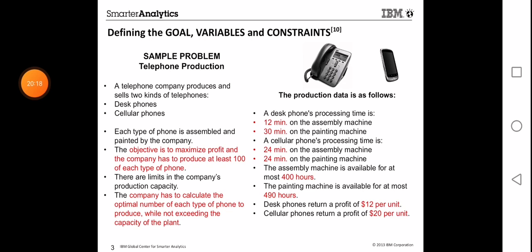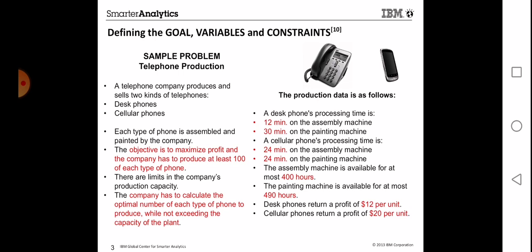Okay, so each type of phone is assembled and painted by the company. The objective is to maximize profit, and the company has to produce at least 100 of each type of phone, and there are limits in the company's production capacity. So the company has to calculate the optimal number of each type of phone to produce while not exceeding the capacity of the plant. So the production data is as follows.